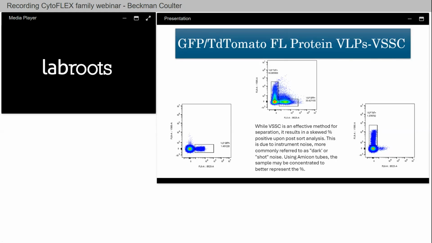And so we took those, because we had the two different fluorescent proteins on these, and said, okay, let's go with some violet side scatter and let's mix them. So we mixed them, we separated them during sorting, and we get these two populations. And like I said, put that in the back of your head: the numbers aren't great, but there's obvious separation of the two populations.